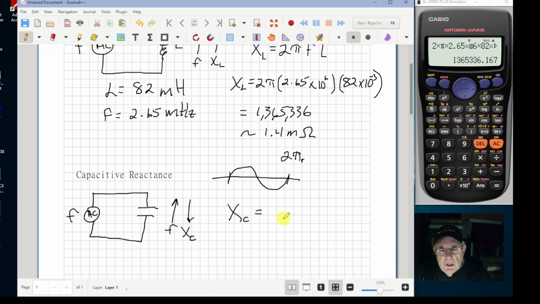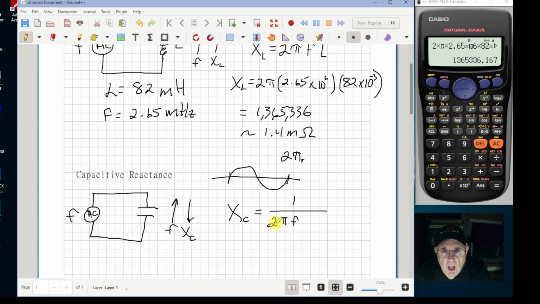Inverse means mathematically that we have a fraction, and oftentimes 1 is on top. And whatever is going on here is on the bottom. Well, it's not too dissimilar from our inductor. We still want to know 2 pi F.